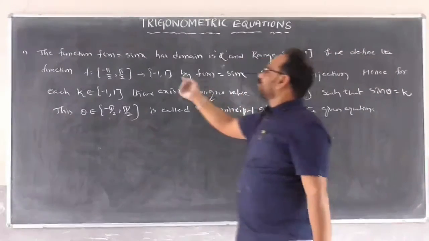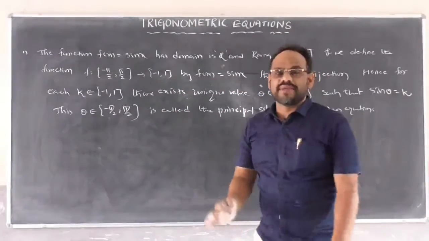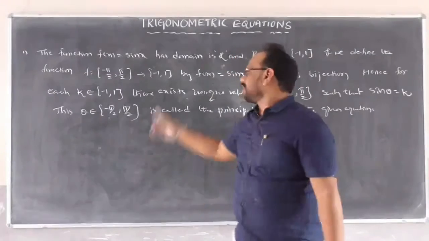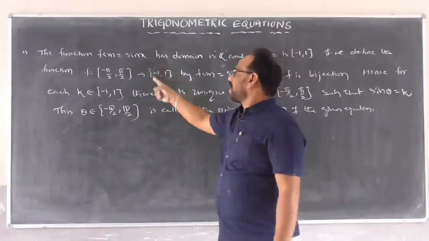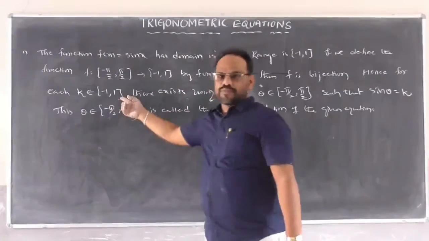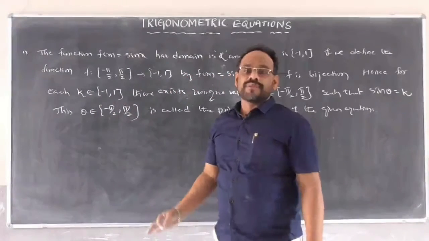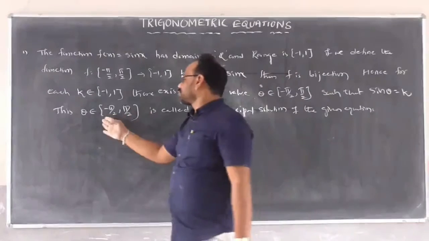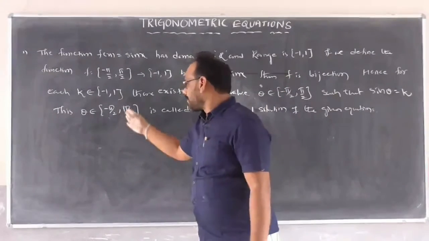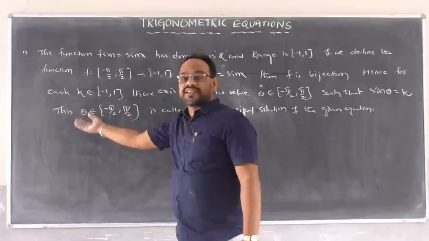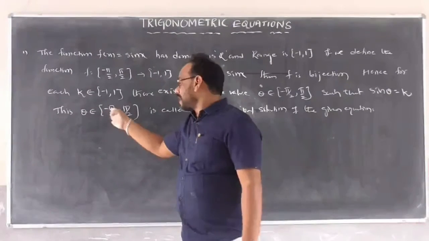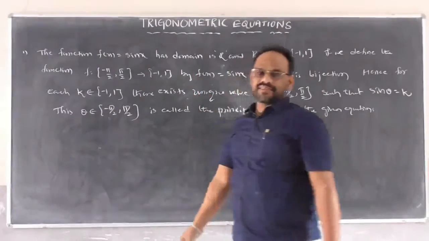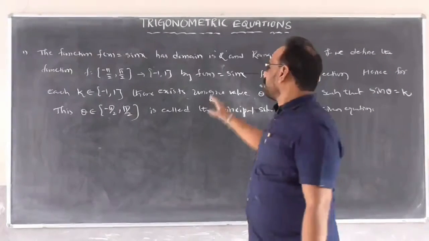Then if you take k belonging to this range, any real number k belonging to the closed interval [-1, +1], there exists a unique value of theta, that means a single value of theta, where theta belongs to [-π/2, +π/2]. In this situation, theta is called the principal solution of the given trigonometric equation.